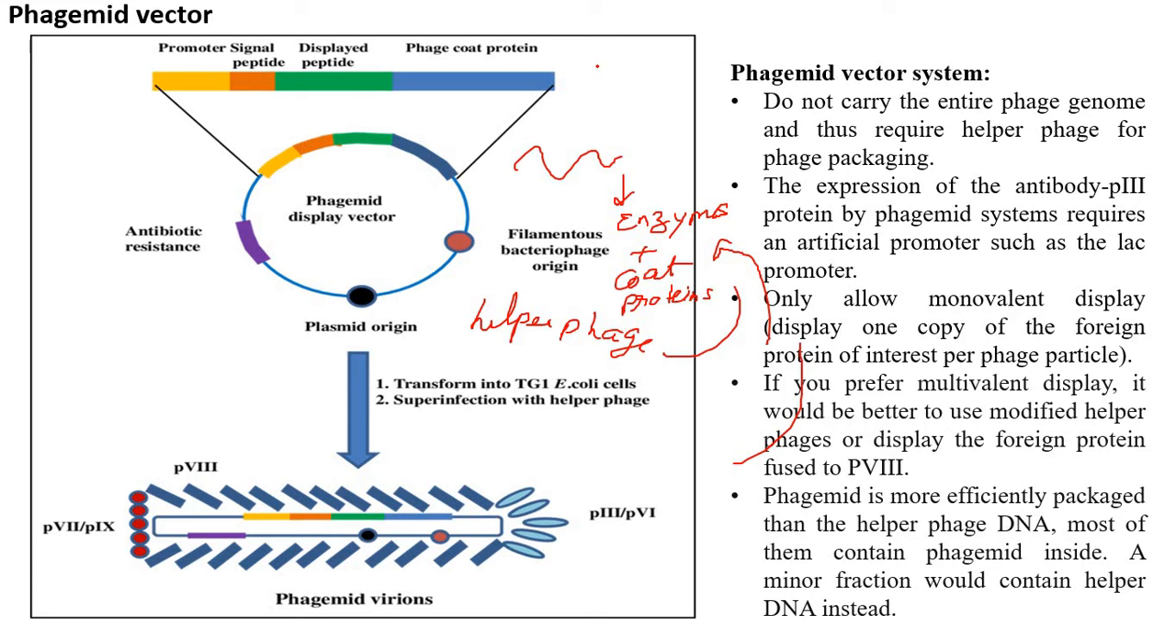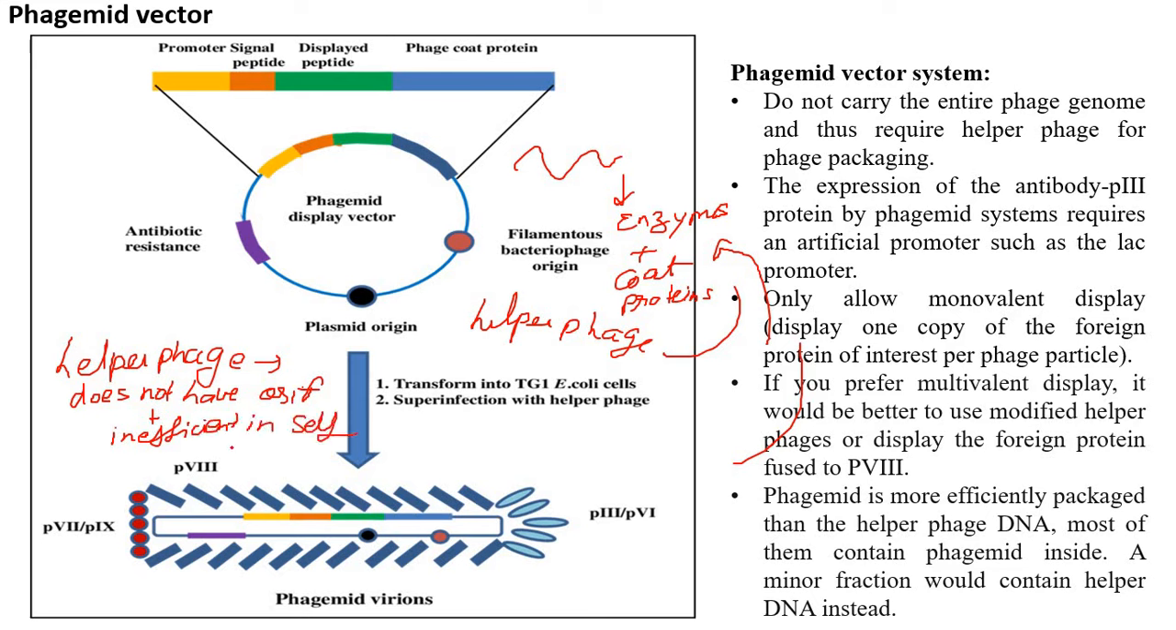So if this is your helper phage, because it doesn't have the origin of replication, it is inefficient in self packaging. So self packaging is not there, but when the bacteria have this plasmid vector, and you infect that bacteria with this helper phage, then you will get the packaging of the virions, and you will get your protein of interest along with the coat protein.